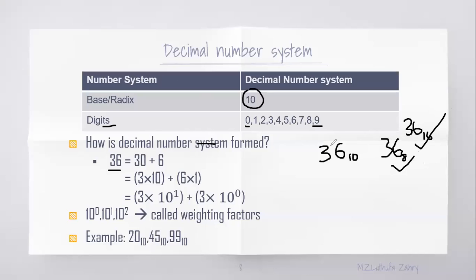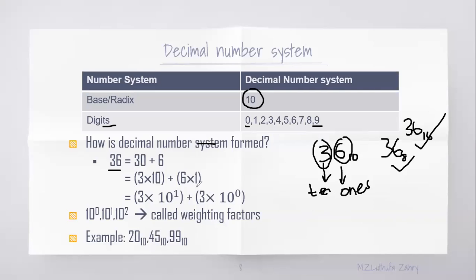Now we'll see how a decimal number is formed. In mathematics, we know that this is called the ones place, the place value, and this is going to be the tens place. So how is it formed? You know, we say that there are 3 tens and 6 ones.